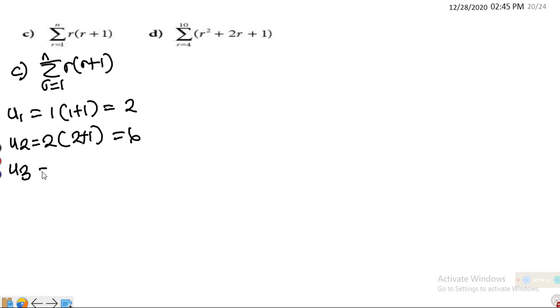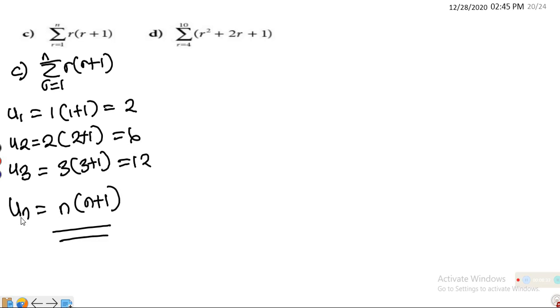And the third term will be 3 into 3 plus 1, which is 3 times 4, which is 12. So the nth term, un, will be n into n plus 1. That is the last term of the sequence is n, so it is assumed to be infinite if n is not known. So un equals n into n plus 1.